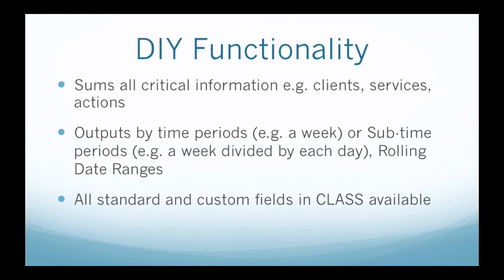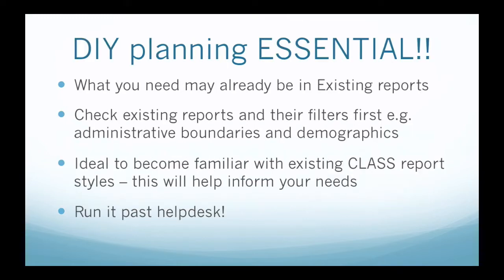So we can do all kinds of things in all sorts of ways. Things like some critical information, like clients, services, actions, and then filter them in various ways. You can do outputs by time periods or sub-time periods, like a week divided by each day or a year divided by each month. We can also do rolling date ranges, like give me last financial year or the financial year before that or last week, and save it as last week. Every time you open the report, it'll pull up last week's date range. And all standard and custom fields in class are available.